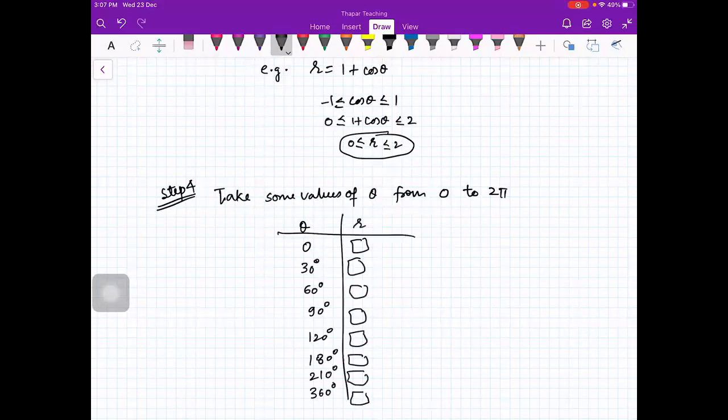Some points means it's up to you. You can take up to 8 points or 10 points. That depends on how much time you have. These are the 4 main steps, but these are not all the steps. You can follow anything other than these steps also. Let me do one problem so that you understand everything.